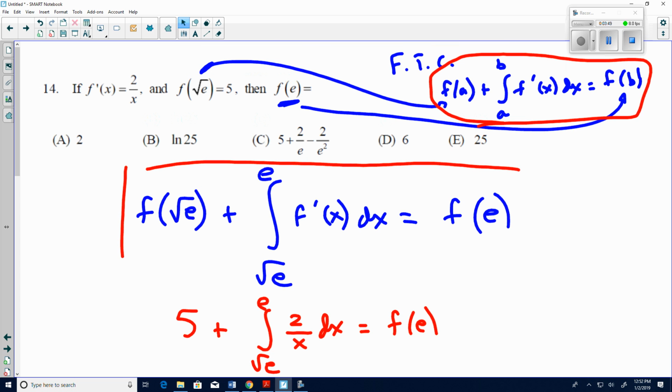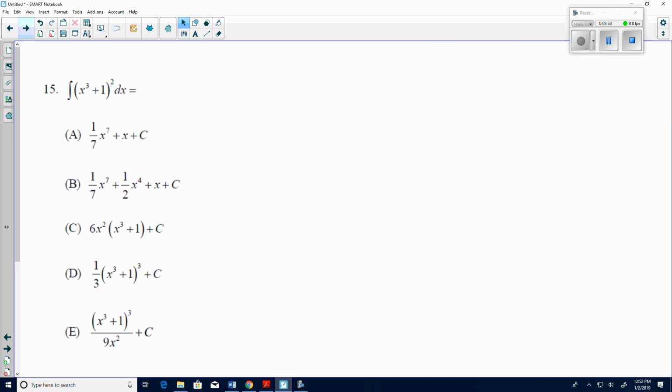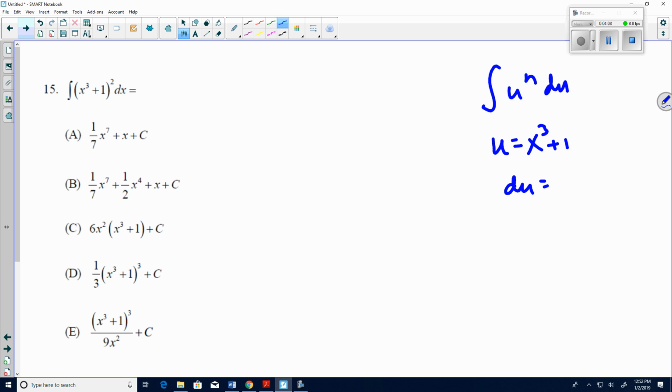There it is, D. Number 15. This looks like a straightforward integration problem. Unfortunately, there is no easy way to do u to the n du. Right? We could say u is x cubed plus 1, but then du would require 3x squared dx, and we certainly don't have that. All we have is 1x squared. We cannot introduce variable quantities. So this is sort of out on its face.